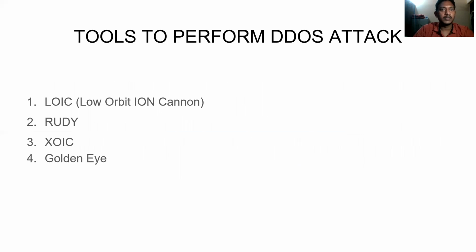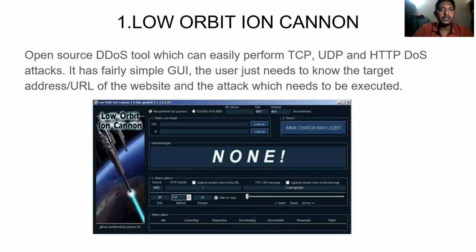These are the tools which are used to perform DDoS attacks. First one is Low Orbit Ion Cannon, LOIC, second is RUDY, third is Zoic, and last is GoldenEye. So first, what is Low Orbit Ion Cannon? It is an open source DoS tool which can easily perform TCP, UDP, and HTTP DoS attacks. It has a fairly simple GUI, as you can see in this screenshot.